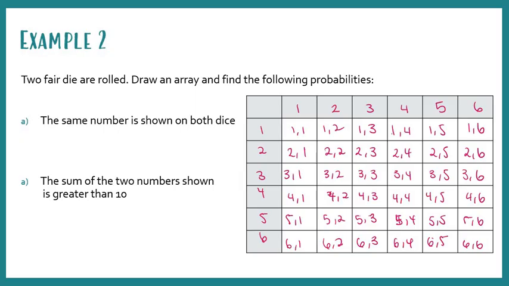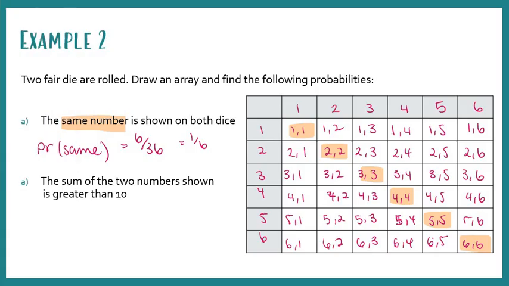If we wanted the probability of the same number being shown, we're going to look for where that occurs, right? Being like your 1, 1, your 2, 2, and so on. In this case, that happens 6 out of the 36 times, which is a 1 in 6 chance. So when you roll 2 dice, there's actually a 1 in 6 chance that you're going to roll a double, which is a lot higher than we think it would be.